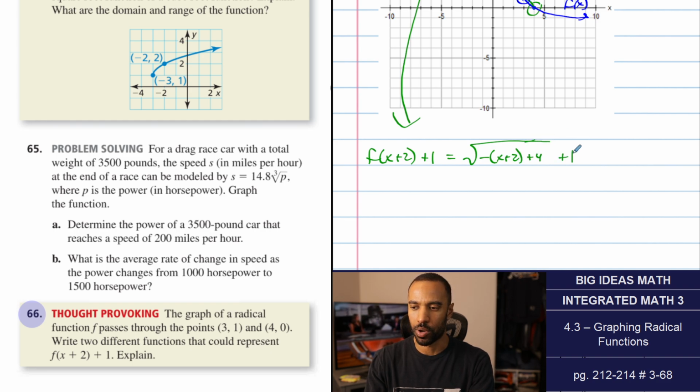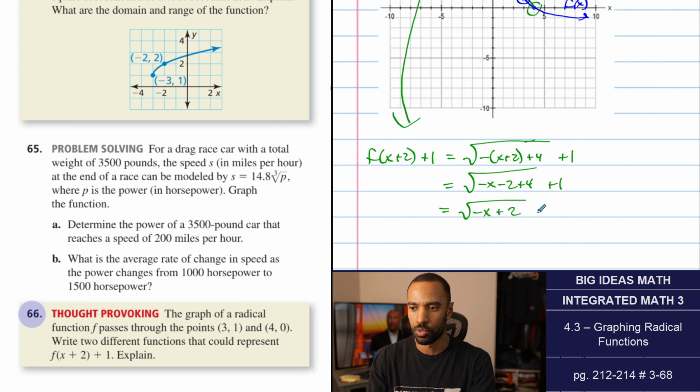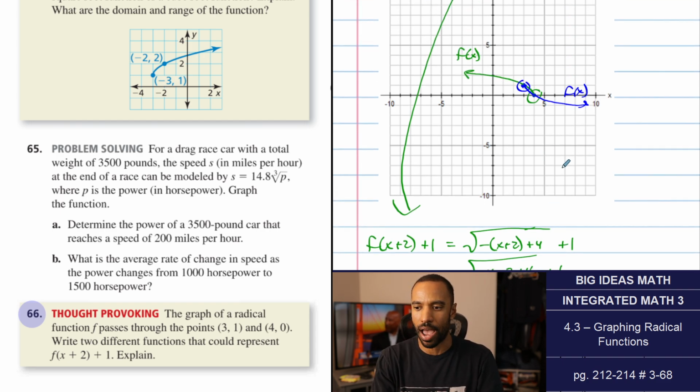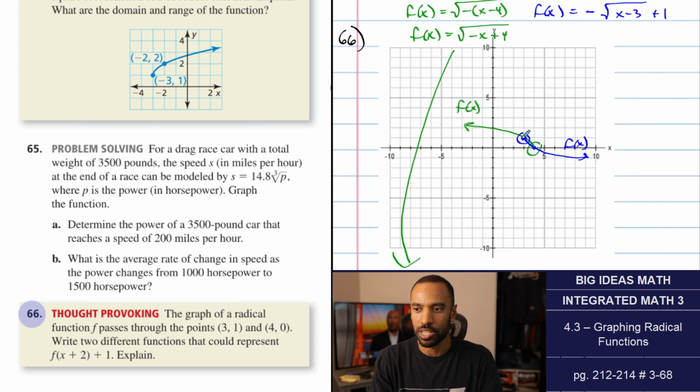And then we'll have a plus 1 on the outside of the function. So that'll equal, if you truly do distribution again, negative x minus 2 plus 4 plus 1, which is negative x plus 2 and plus 1. Basically, it takes this graph and it translates it 2 units left and 1 unit up. So this is the new appearance of the graph.